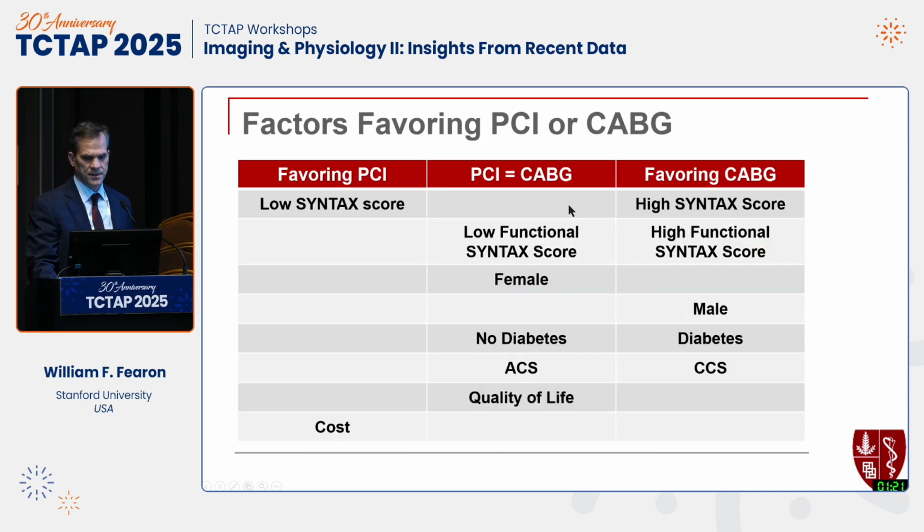So we can summarize these sub-studies by looking at which factors favor PCI, in which cases PCI and CABG are somewhat equivalent, and which ones favor CABG. And I didn't show the low SYNTAX score data, but those favored PCI. The high and intermediate functional SYNTAX score you saw favored CABG. Low functional SYNTAX score have similar outcomes, whereas high functional SYNTAX score favor CABG. Women have similar outcomes, whereas men seem to do better with CABG. No diabetes and diabetes, ACS and CCS. Quality of life was similar, and costs were lower after PCI.